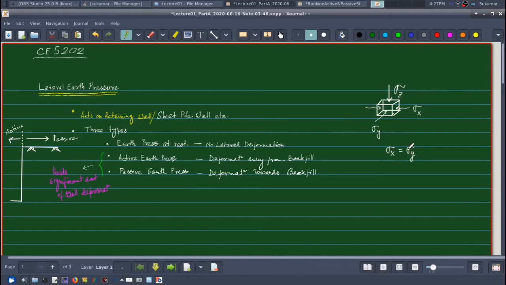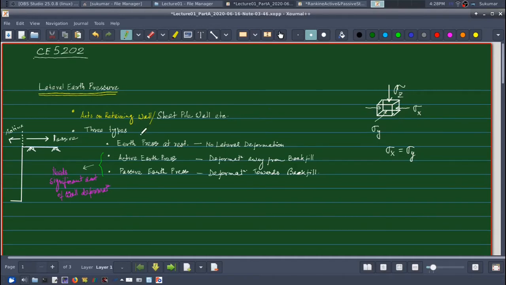Now, in many design situations, knowing this sigma x or sigma y becomes very important. For example, if I want to design a retaining wall or a sheet pile wall, or say basement wall of a building, then since the wall will resist the load from soil, the wall will be subjected to some lateral earth pressure, and determination of that lateral pressure is an important job of a geotechnical engineer.